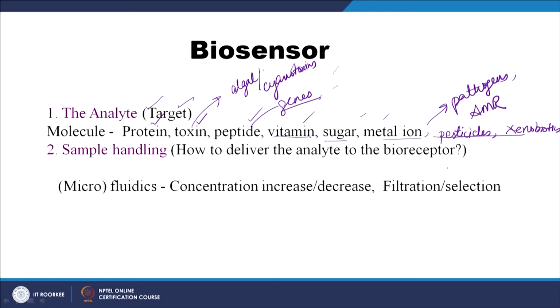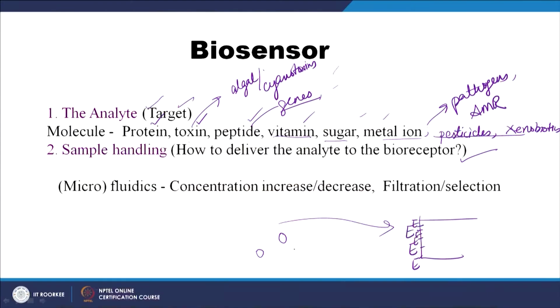Next is sample handling. How do I deliver the analyte to the bioreceptor? So, here I have a bioreceptor, let us say it is enzyme based. So, we have the enzyme sticking to it. Now, this is my analyte, how do I send my analyte here? That is a very important question. So, for example, in pH you just dip the electrode into the water, right. When you are doing your glucose measurement, you prick the finger and carry the blood drop on your finger to the paper strip.